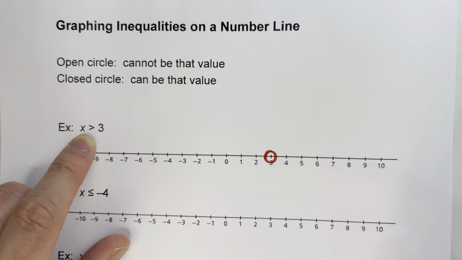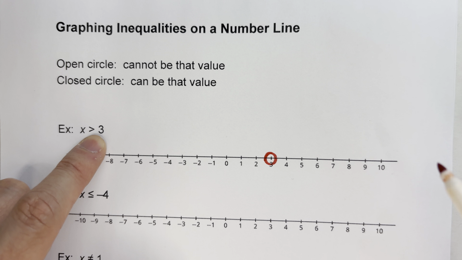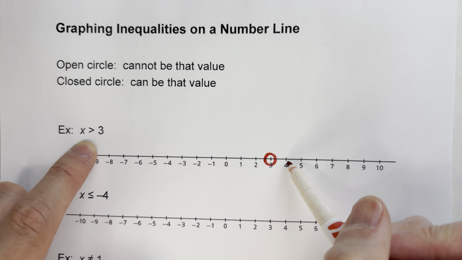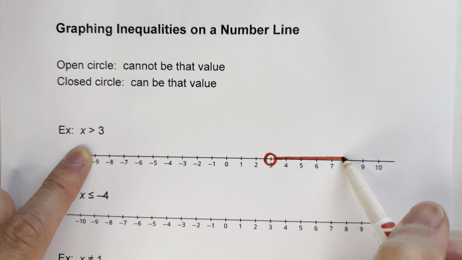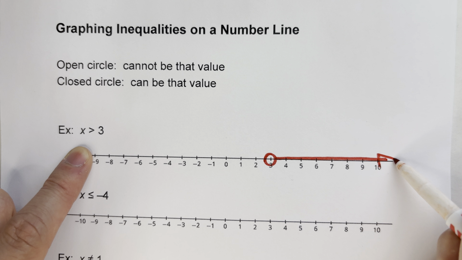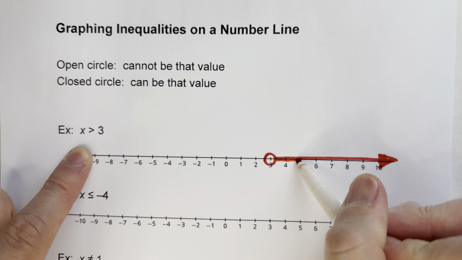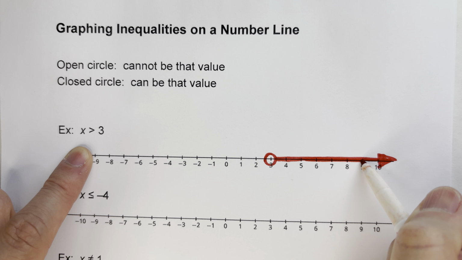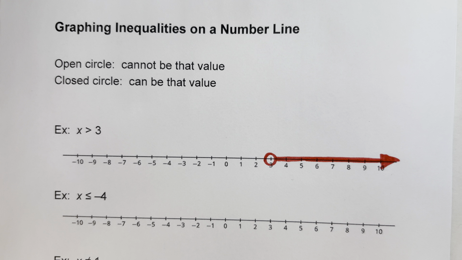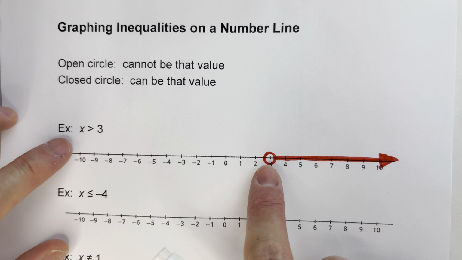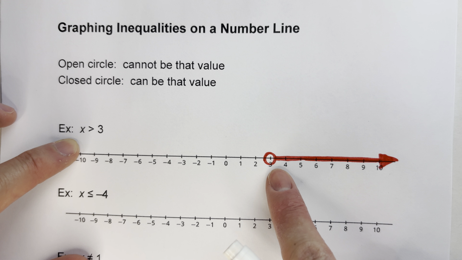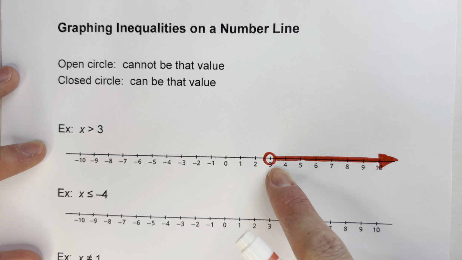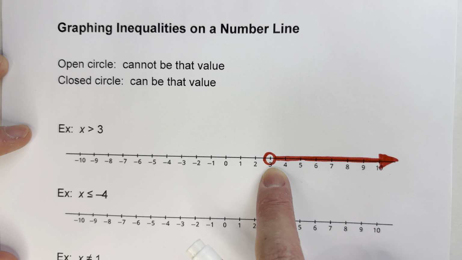And X can be bigger than 3 though. So it could be any number bigger than 3, like 4 or 5 or 6 or anything in that direction. So what we do is on the number line, we draw an arrow to show that this is every possible value X could be. All right, so anything close to 3 or bigger. So it could even be 3.00000001, because it just has to be bigger than 3, but it cannot be 3.